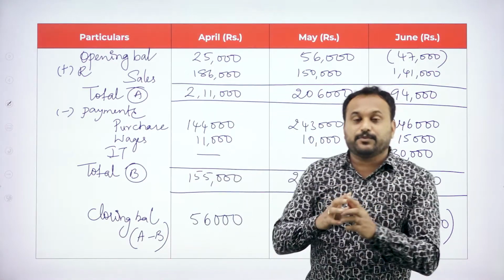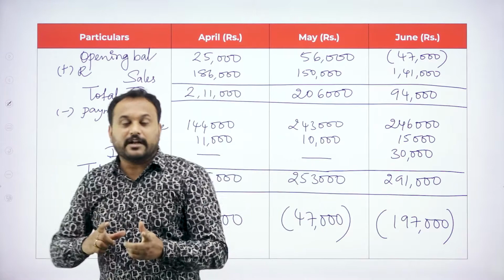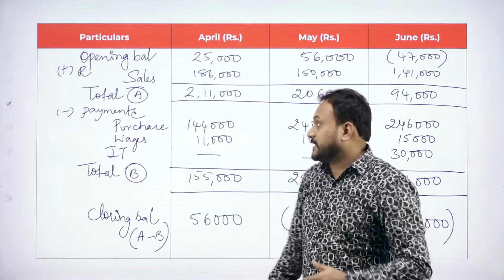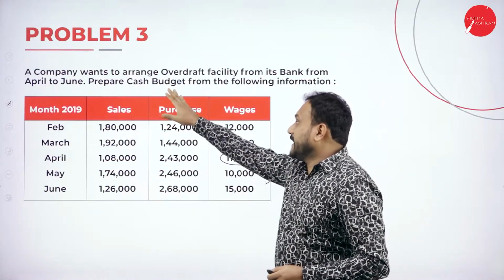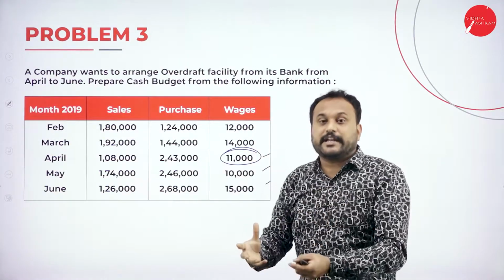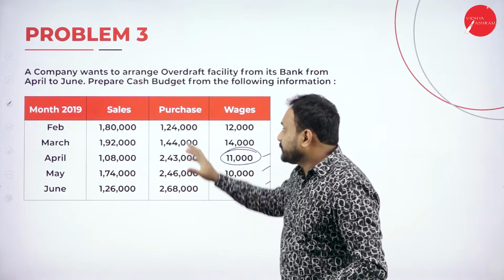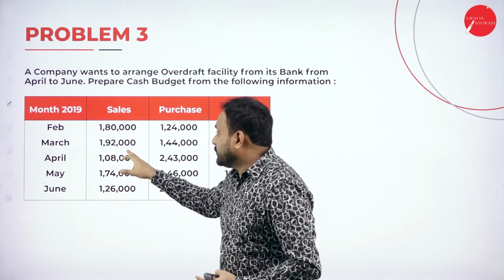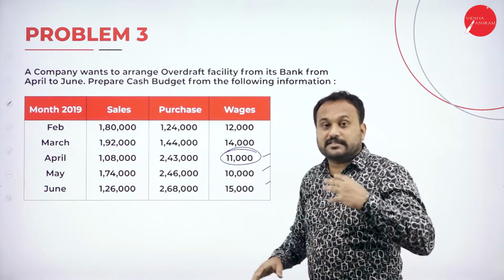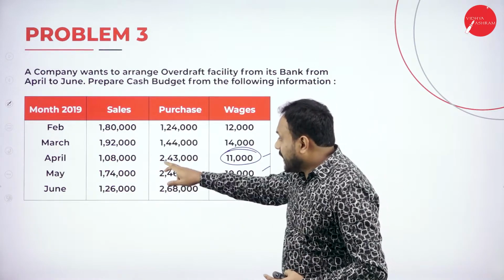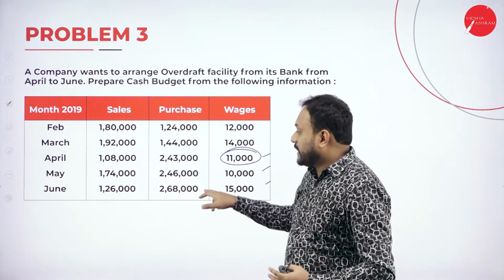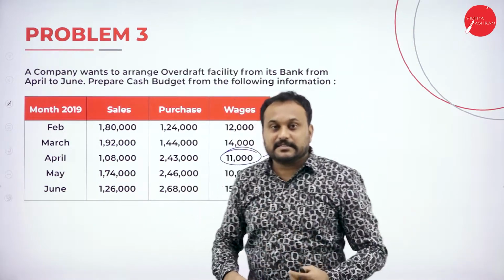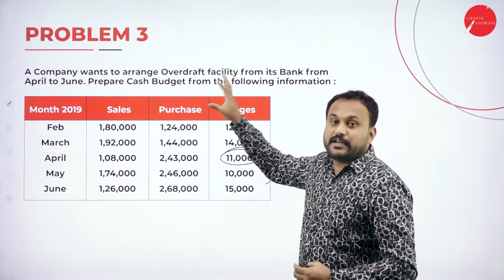So that is the reason we are supposed to prepare a cash budget, to know in which month we'll have money, and in which month we don't have money at all. See, here in the question only they say a company wants to arrange overdraft. The company itself wants to arrange overdraft. Here only we'll get to know, sales is this much. See, nothing is going beyond 1,92,000. This is the upper limit here. 1,92,000 is the sales. But if you go everywhere, you have 2 lakh, 2,43,000, 2,46,000, 2,68,000. That means purchases in this company are more than the sales. So that's the reason they know that overdraft they are supposed to take.